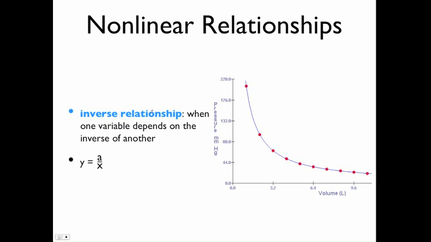Another nonlinear relationship is inverse. This is quadratic, but it's backwards. Okay, I believe we call this a parabola in math if you're a math teacher. And you can see that we've got this kind of curved line, and this is a nonlinear relationship. It's inverse, which means as one increases, you can see as the volume increases, the pressure actually decreases. So this is an inverse relationship.